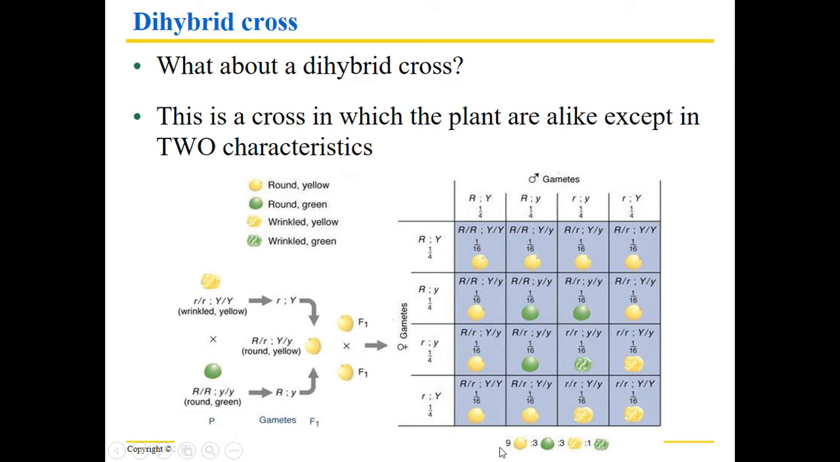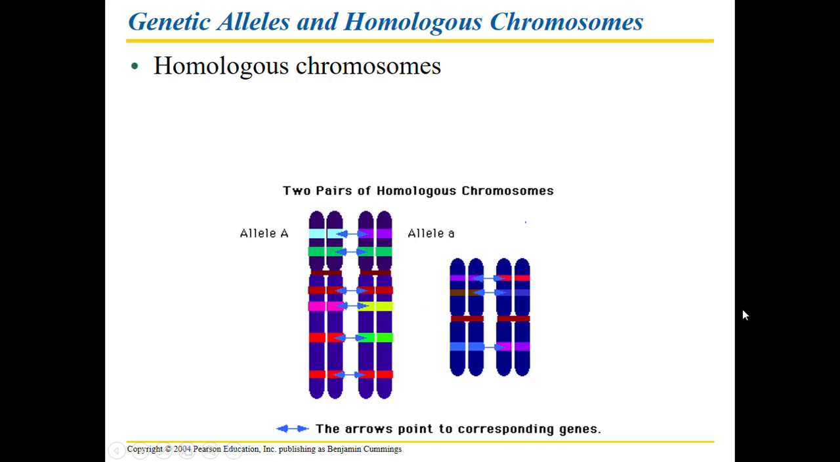And that is what we call a 9 to 3 to 3 to 1 ratio, and this will come up a lot throughout genetics. And if you had 1,000 offspring and looked at the different traits, you'd still find this ratio when we do a cross like this. So now let's throw it back to homologous chromosomes.